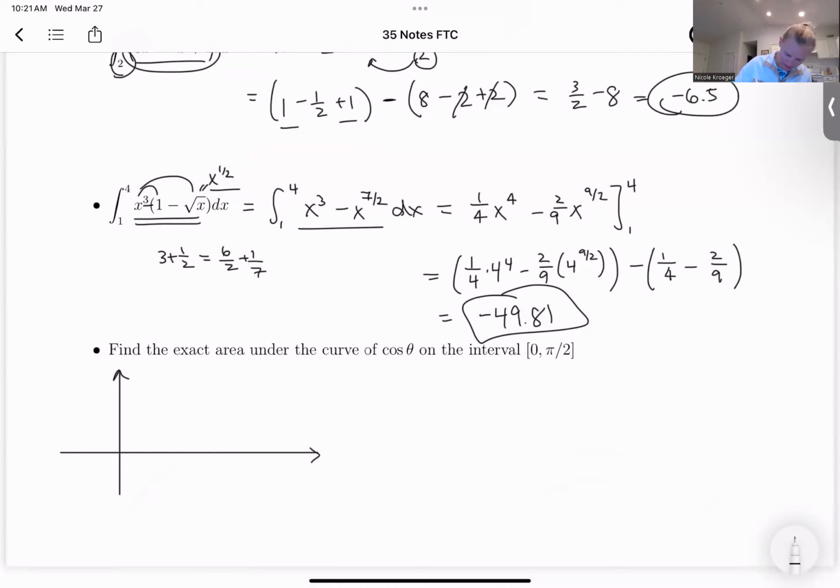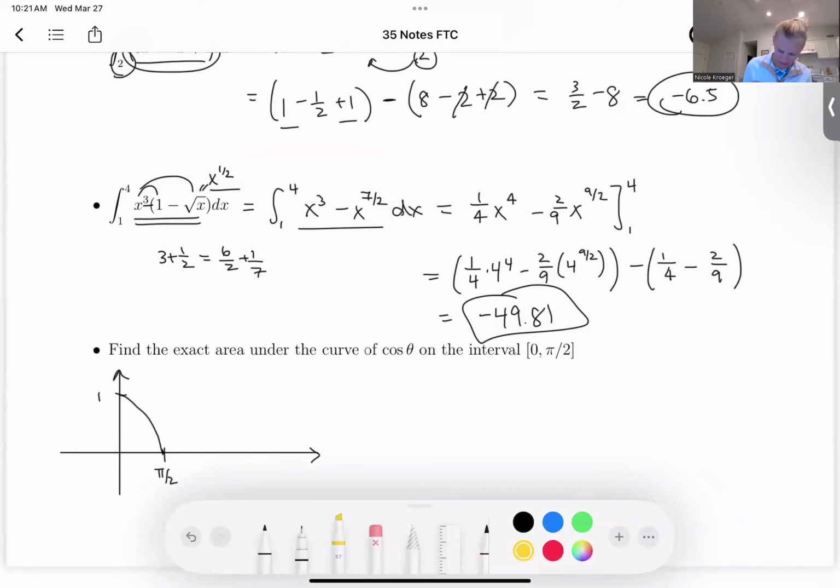So cosine looks like this. It starts at 1, at pi over 2, it's at 0. So cosine is totally positive between 0 and pi over 2. To find that area, I'm just finding the definite integral from 0 to pi over 2 of cosine theta d theta.